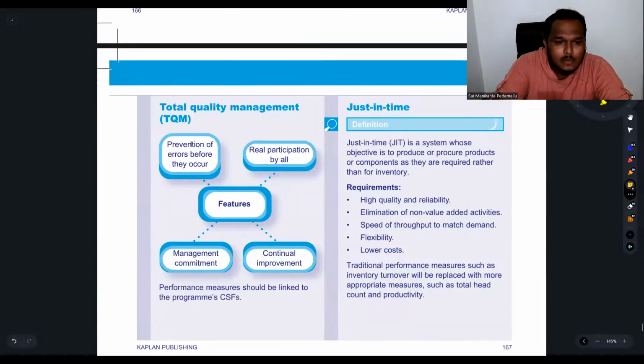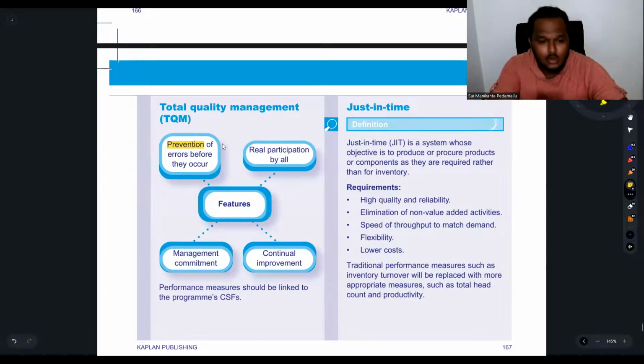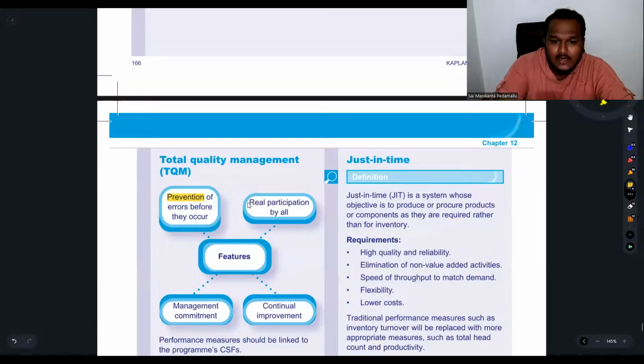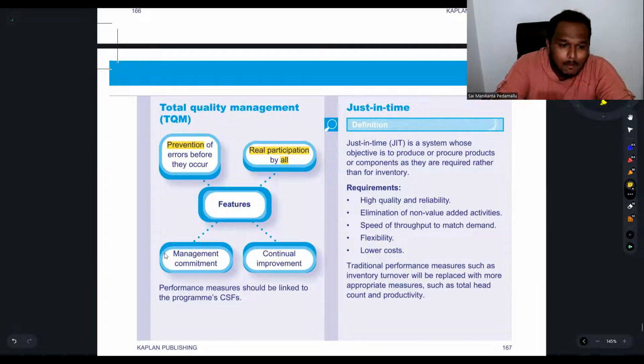Then TQM is about preventing the errors before they happen. I told you, the first product itself should be good. You should not have 10 mistakes and then find out a good product. No, it should not be like that. Real participation by all, every person, from the watchman to the CEO. Management should be committed. There should be continuous improvement.